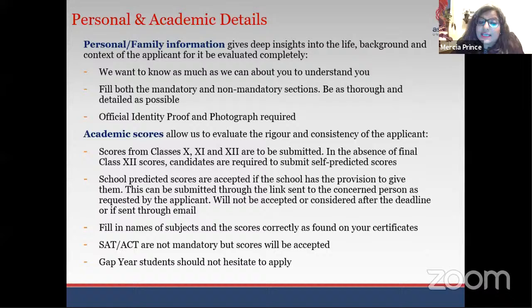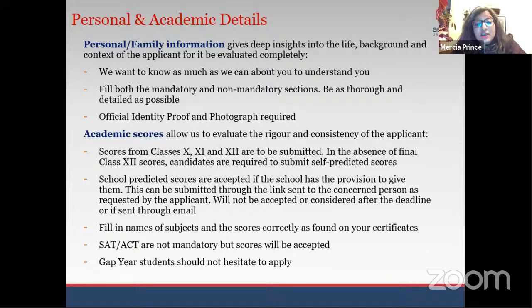Also moving on, in case you've taken an SAT or an ACT, please fill in the scores, but they're not mandatory. So if you don't have SAT or ACT scores, you will not be penalized for that, or it won't work against you. But if you have them and they're good and you want to submit them, please submit them with the required attachments that are mentioned on the application form.